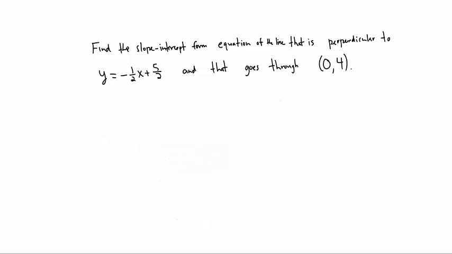Now let's do an example with perpendicular lines. So here, we want to come up with the slope-intercept form equation of the line that first is perpendicular to this line, and second goes through this point. Again, let's draw the picture of what's going on.